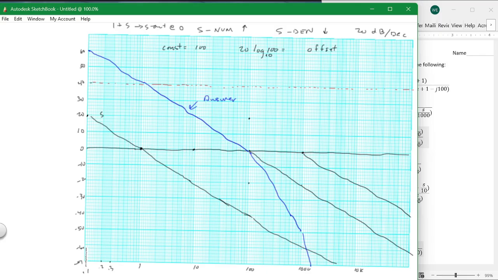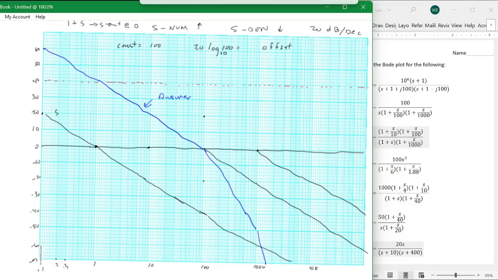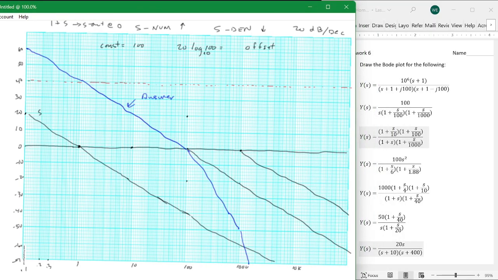So basically, yes? How's it going? This right here, this offset, the offset is 20 log this number, the constant. It's the constant out in front. It's that number right there. Yep.